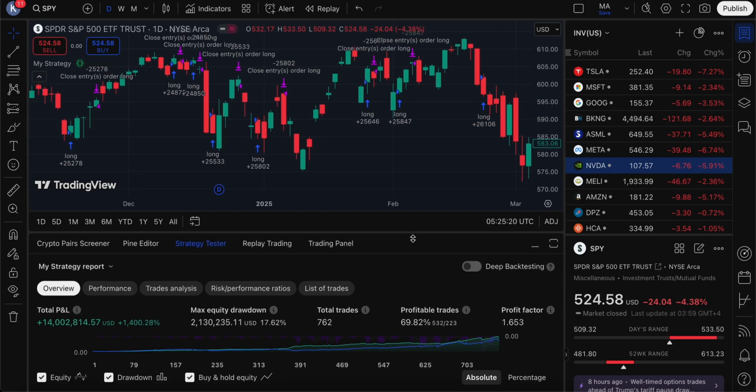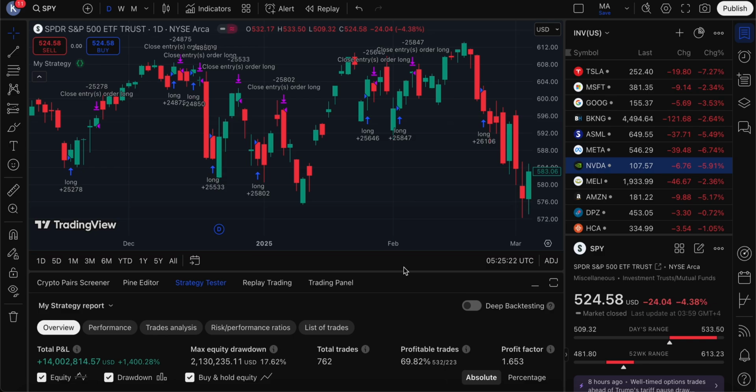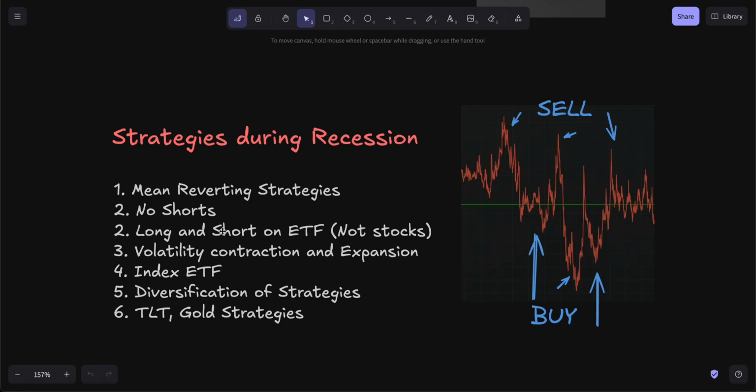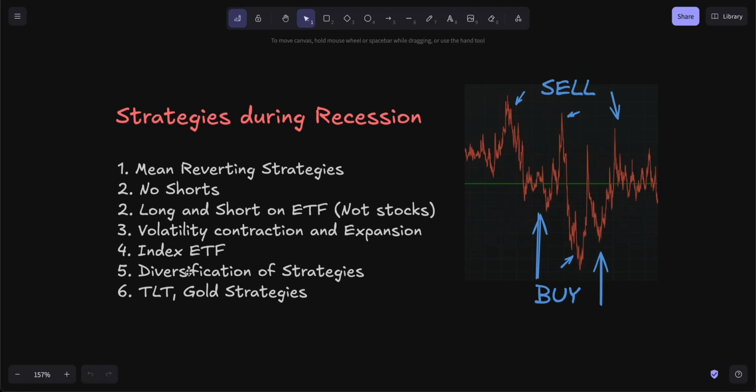And in case the markets go back to normal and are not volatile anymore, then suddenly the momentum or trend following strategies go up, and the long only strategies come into effect. So again, going back, the volatility contraction expansion, there's an index ETF, and there's also a diversification strategy.